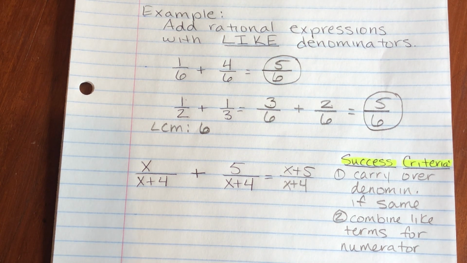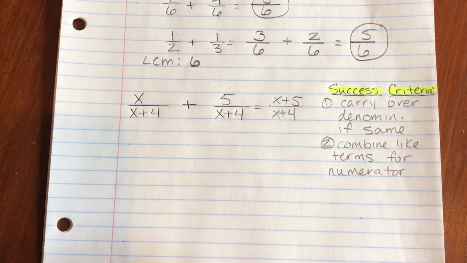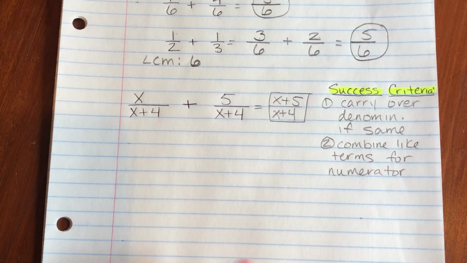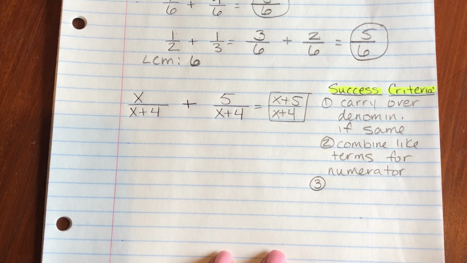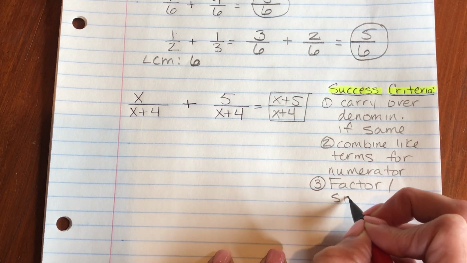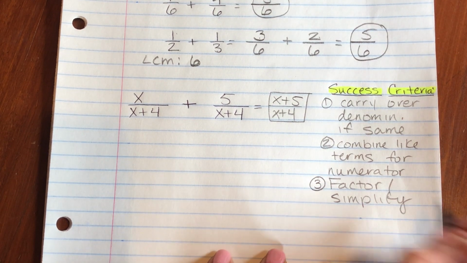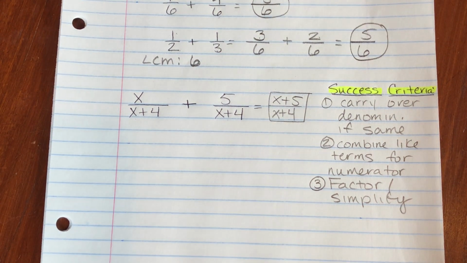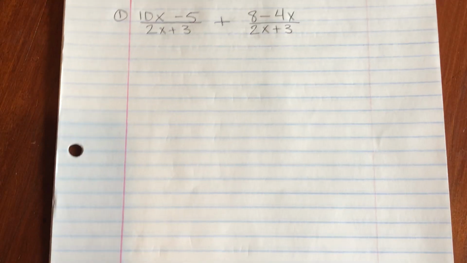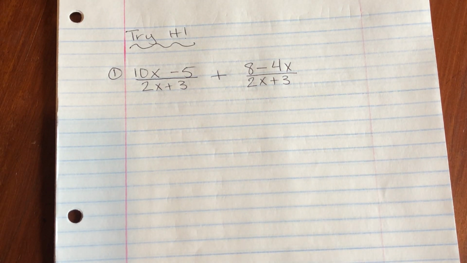And now if you could, there is one more step. If you're able to factor and simplify, you would have to do that. For this one, you can't. It's already in its simplest form. But we'll just add that to our success criteria because that might come up later. Factor, simplify. All right. So let's look at another one. Go ahead and try this one on your own.